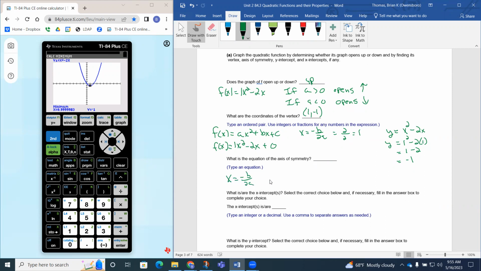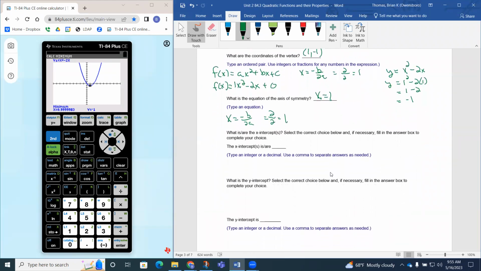But remember, this also represents a vertical line. So again, negative b over 2a, the opposite of negative 2 is a positive 2. 2 times a is 2 times 1 is 2, and notice how we get the same value. So the axis of symmetry is really just the x-coordinate of the vertex, but we have to write it as an equation, x equals 1. So x equals 1 represents a vertical line that divides the parabola into two symmetrical pieces.